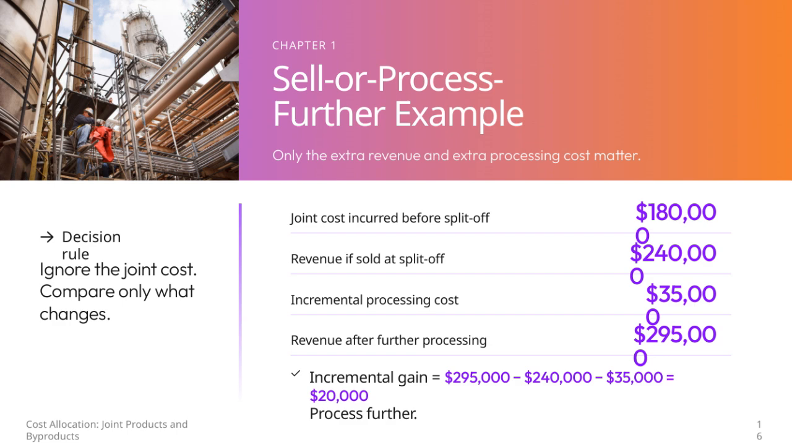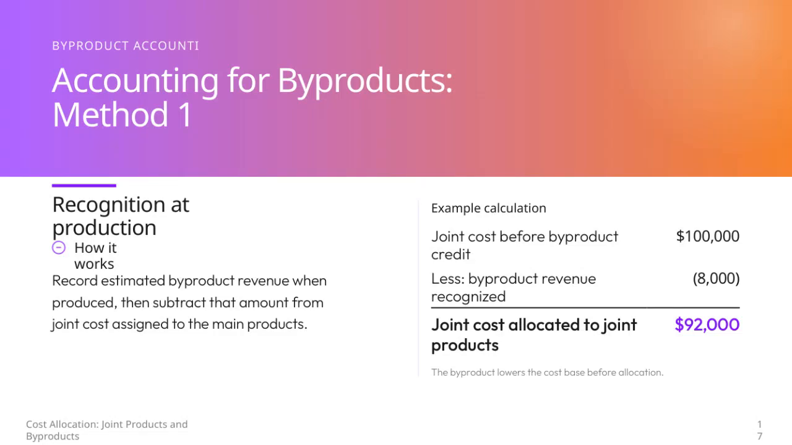When we talk about accounting for byproducts, one common method is to recognize the byproduct at the point of production. Here's how it works. First, we estimate the revenue we expect to earn from the byproduct and record that amount right when it's produced. Then, we subtract this estimated revenue from the total joint costs before allocating the remaining costs to the main products.